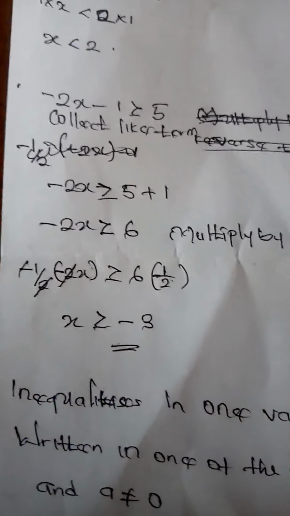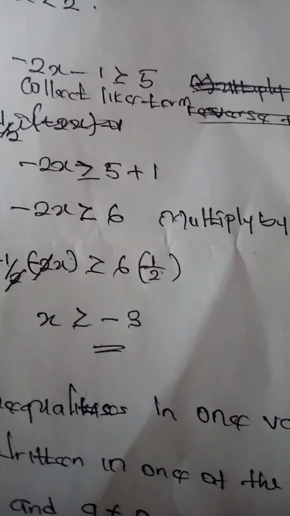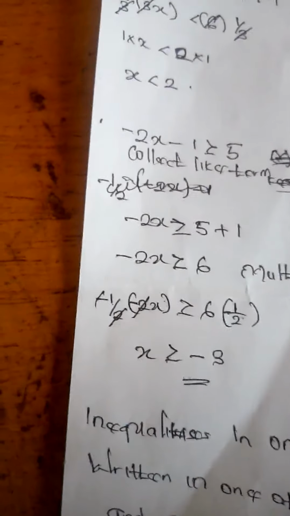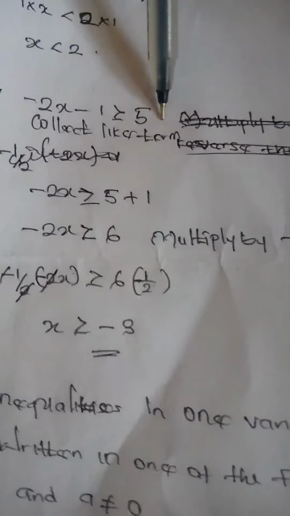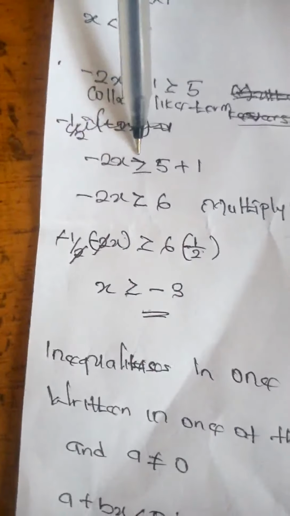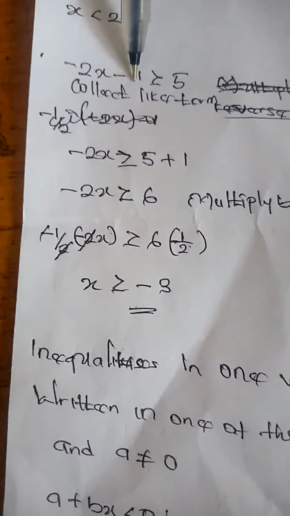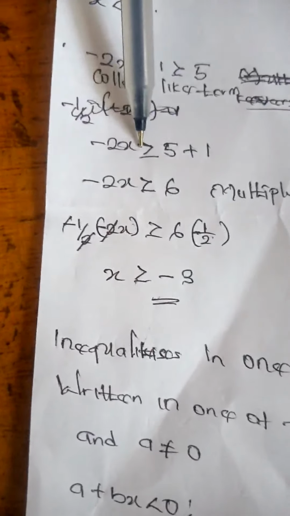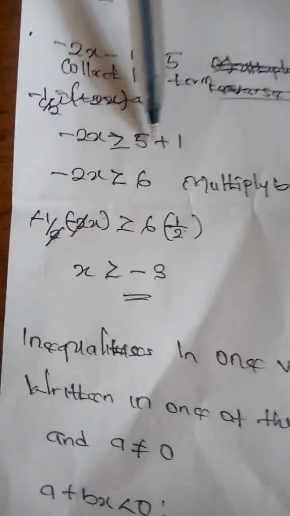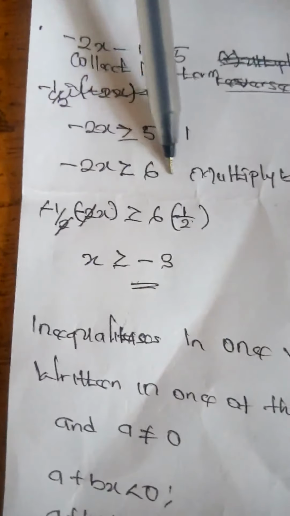First of all, what you do is collect like terms. You gotta collect like terms, group terms together. This one and this one here are the same, so you associate them with themselves. That's what I actually did here. So this one moved from here to here, it became positive. Then -2x is greater than or equal to 5 plus 1. -2x is greater than or equal to 6.